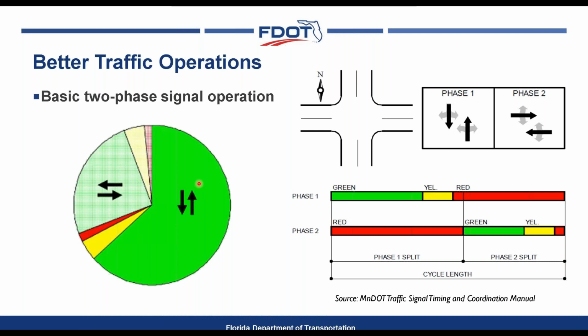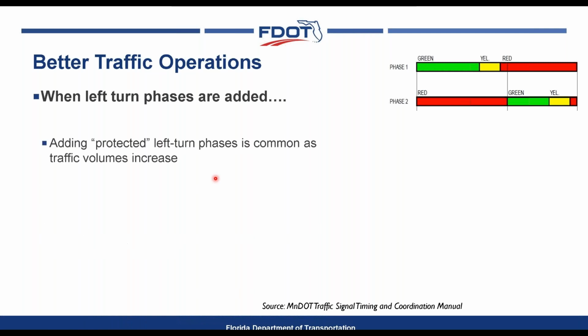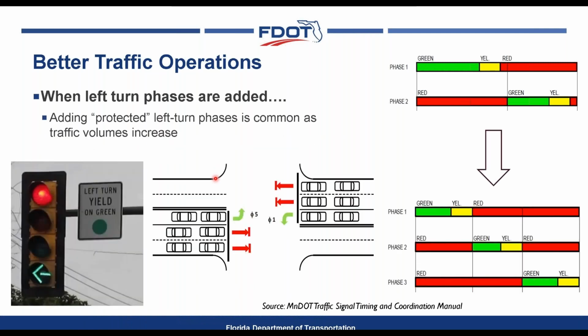So as left turning vehicle traffic increases, it becomes harder for left turners to find gaps and can create unacceptable delays at the intersection. As that happens, the next step typically involves adding protected left turn phases for one or more of the left turn movements. In this example, a protected left turn movement was added for the eastbound and westbound approaches. This creates a three-phase signal. So we've taken our two-phase and converted to three.